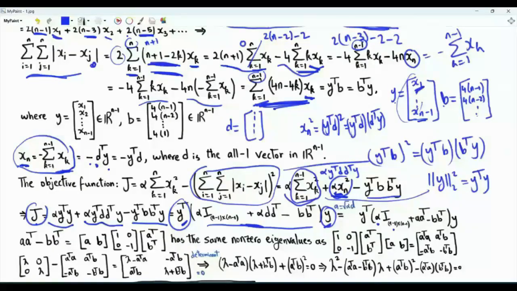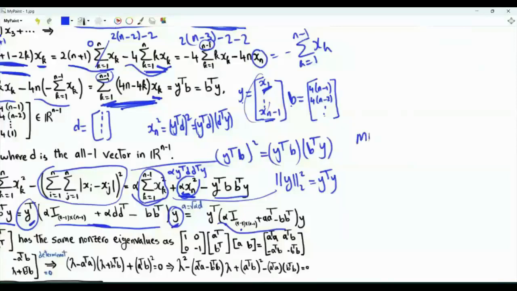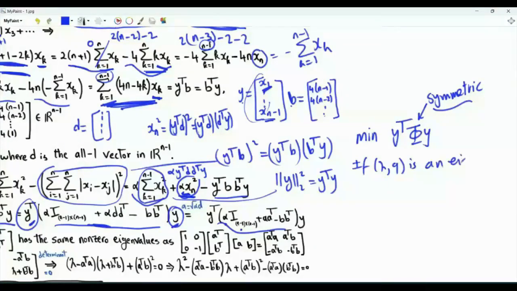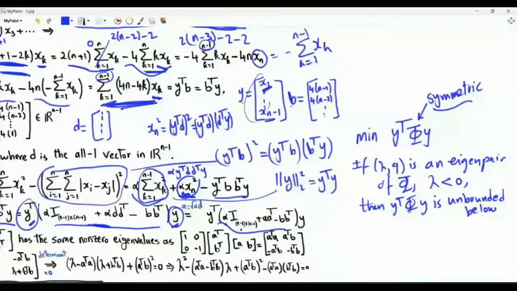Let's now review quickly the theory of minimizing quadratic forms. If we are minimizing y transpose phi times y, and phi is a symmetric matrix, then we know that the eigenvalues of phi, because it is symmetric, are all real valued. If lambda, q is an eigenpair of phi such that lambda is negative, then y transpose phi y is unbounded below. It can be made as small as we wish. We can push it towards minus infinity. The reason for this is that we can choose y to be eta, which is a positive real number, times the eigenvector associated with the negative eigenvalue lambda, q. So y is eta q.